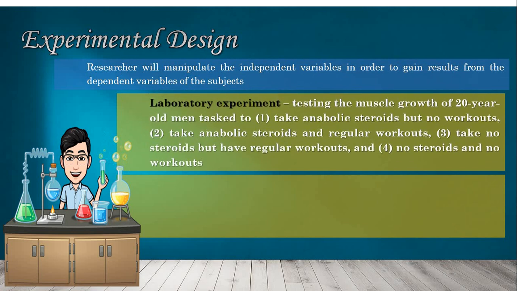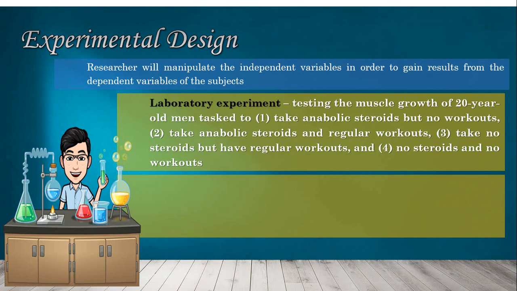Laboratory experiment. Testing the muscle growth of 20-year-old men. Task 2. So, merong dalawang experimental group at dalawang control group. Yung unang, doon sa experimental group, may dalawang lalaki. Yung isa, magtitake siya ng anabolic steroids pero wala siyang workouts. Yung isa naman, may workouts pero hindi siya magtitake. May regular workout siya. And then, magtitake din siya ng anabolic steroids.